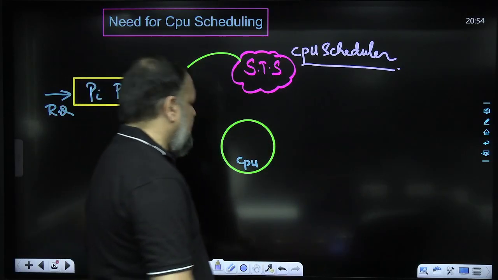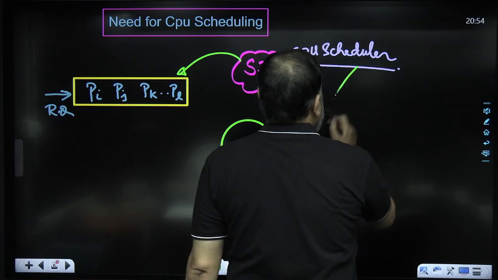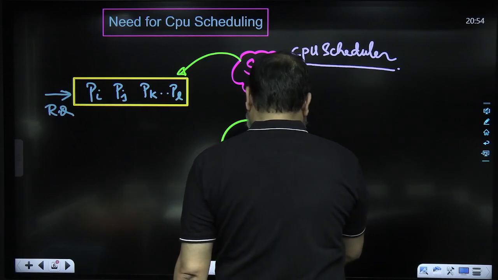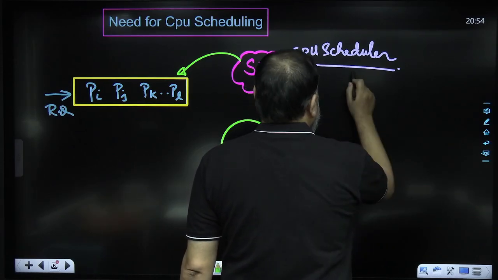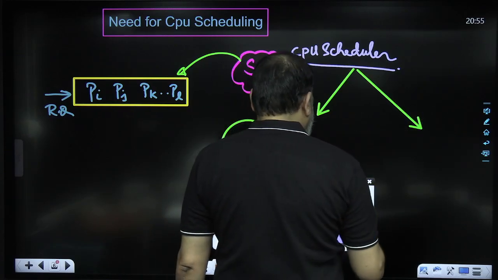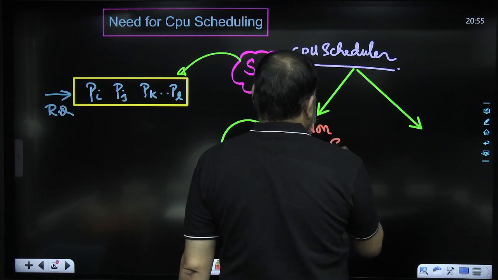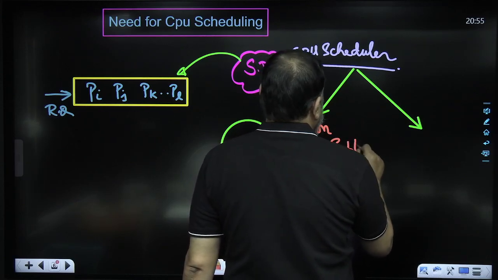And this CPU scheduler can operate in two modes. Please remember that. There are two modes in which it can operate, as you studied earlier. One is called non-preemptive and the other is called preemptive.